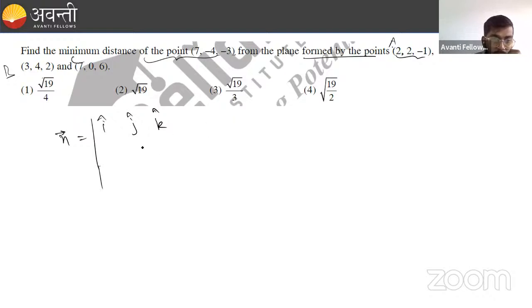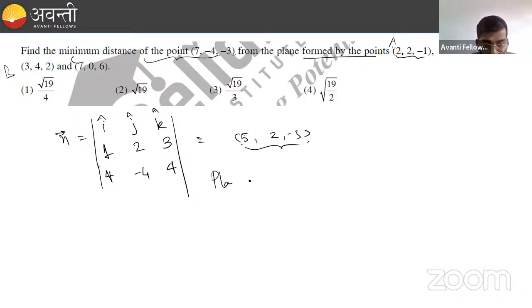So what will be the vector AB? You can see 3 minus 2 is 1, 4 minus 2 is 2, and 2 minus minus 1 comes out to be 3. And BC will be 4, minus 4 and again 4. So the normal will come out to be 5 comma 2 comma minus 3. So the equation of our plane will become 5x plus 2y minus 3z and some constant k.